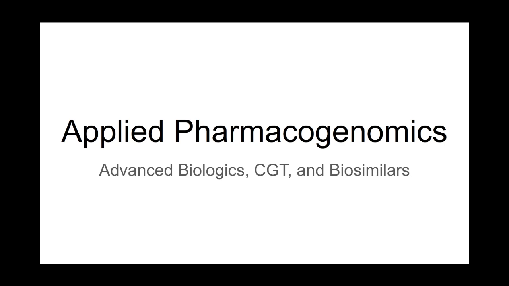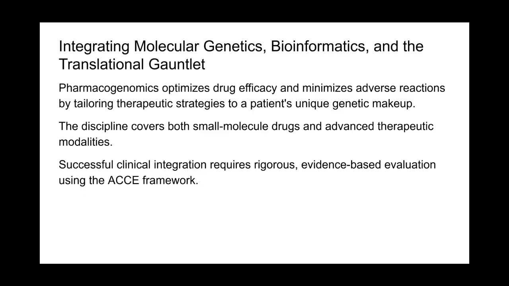This module provides a comprehensive overview of applied pharmacogenomics, focusing on the principles necessary for translating individual genetic variations into actionable clinical decisions for both small molecule drugs and advanced therapies. The molecular foundation of this discipline lies in the central dogma, which establishes the causal chain linking variations in deoxyribonucleic acid, DNA, such as single nucleotide polymorphisms, SNPs, insertions and deletions, indels, and copy number variations, CNVs, to profound differences in the function of critical drug disposition proteins, like metabolic enzymes and transporters.